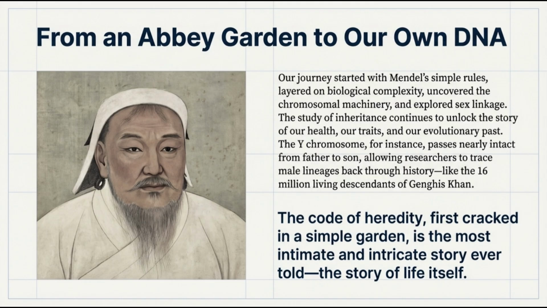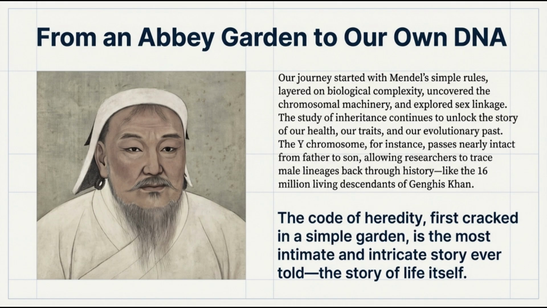Take the Y chromosome. Because it passes nearly intact from father to son, barring some rare mutations, researchers can use it as a genetic marker to trace entire male lineages back through millennia. And that reveals history we could never have known otherwise. That's how they trace something like 16 million living descendants of Genghis Khan, all linked by that single, relatively unchanged Y chromosome that he passed down 800 years ago.